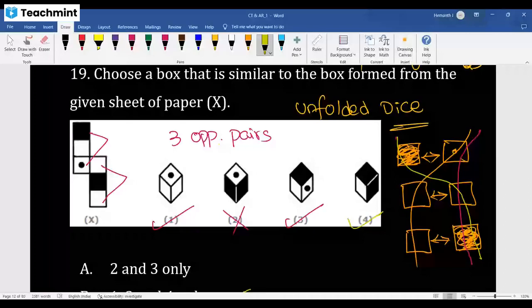In detail, if you still want to learn this, you have the unfolded dice concept already shared in your group long back. You can check it out once. Or else in my channel, you can just search. On YouTube, the Aptitude Hemanth channel is there. There you can find unfolded dice related questions. You can just go through that.